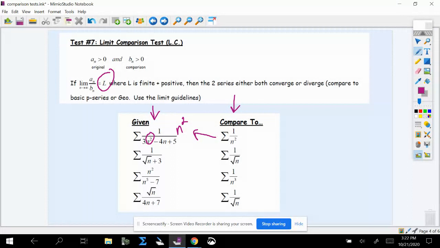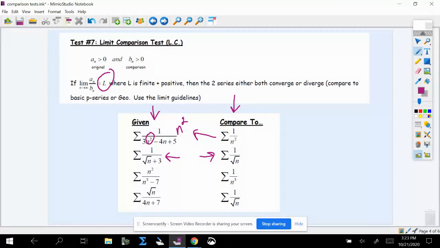Same thing for the next one. I currently have an n to the 1/2 in the bottom. If I can compare it to something that also has an n to the 1/2 in the bottom, so 1 over a square root of n, then when I take this one and divide it by this one, I will get both of them to have the same degree.